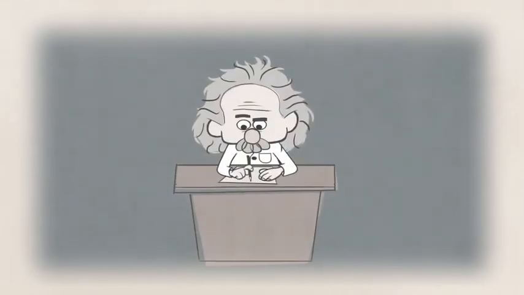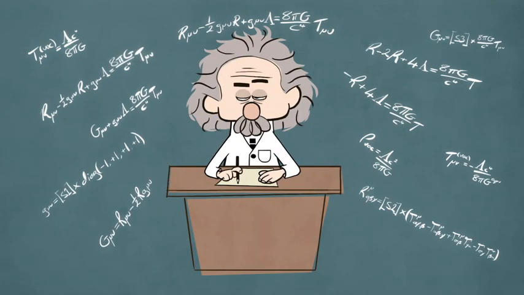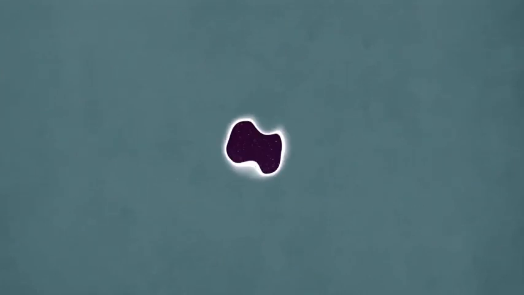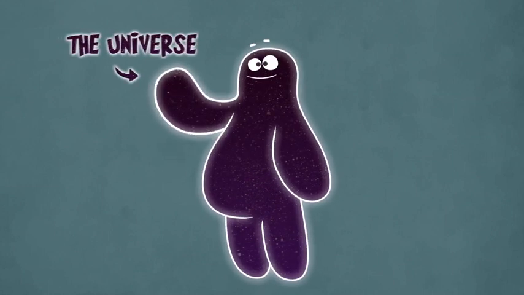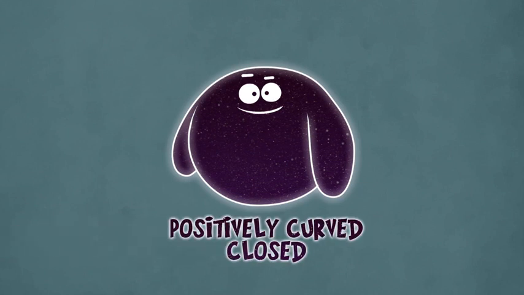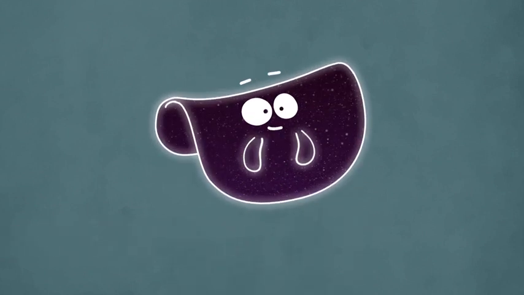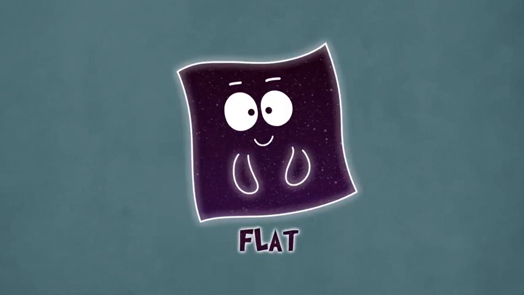Over 100 years ago, Einstein developed the theory of general relativity, formed of equations that help us understand the relationship between what a universe is made of and its shape. It turns out that the universe could be curved like a ball or sphere. We call this positively curved or closed. Or it could be shaped like a saddle. We call this negatively curved or open. Or it could be flat. And that shape determines how the universe will live and die.